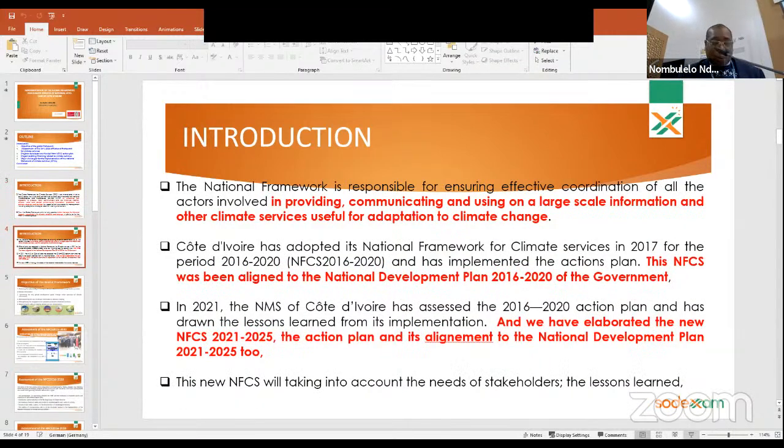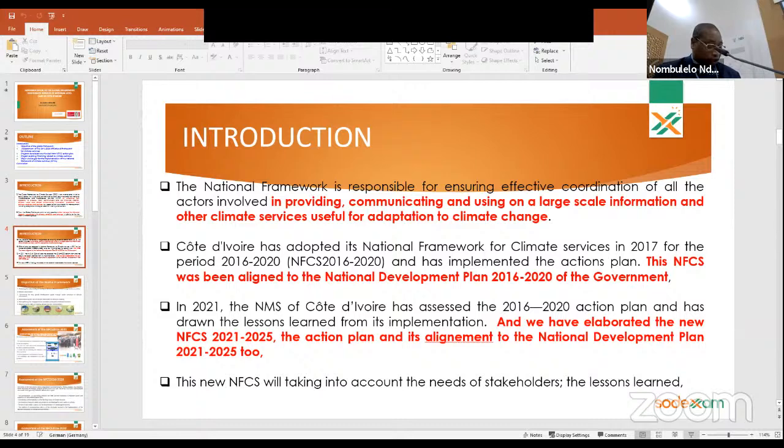In our case, the objective of the national framework is to provide, communicate, and use large-scale information and other climate services useful for adaptation to climate change. Also, we elaborated and adopted the former National Framework for Climate Services for 2016-2020, and implemented the action plan. This national framework was aligned to the National Development Plan of our government in Côte d'Ivoire for 2016-2020.